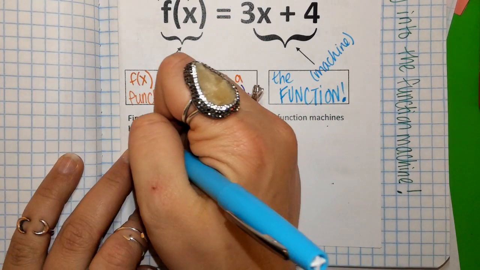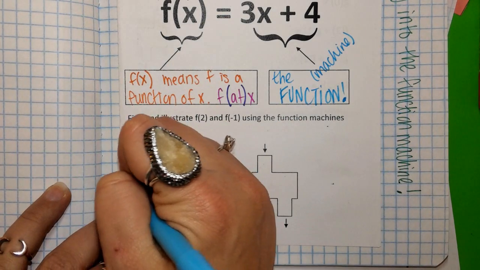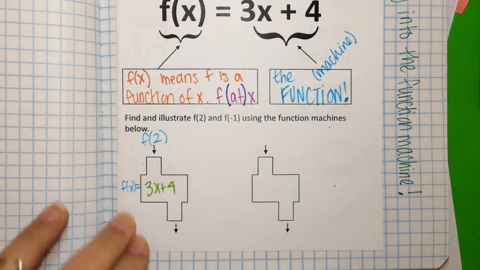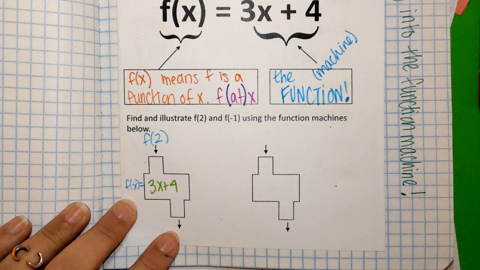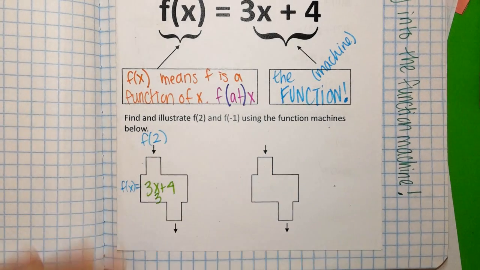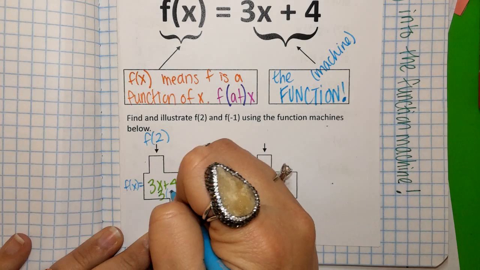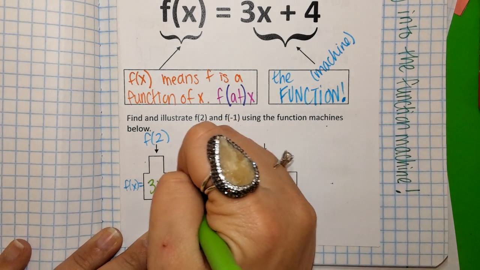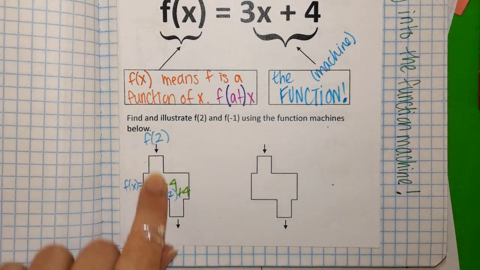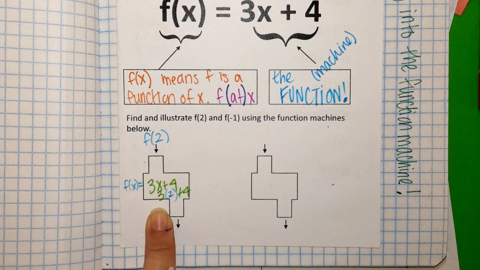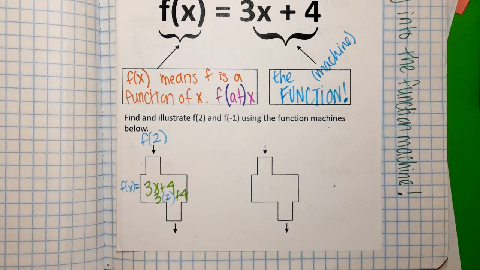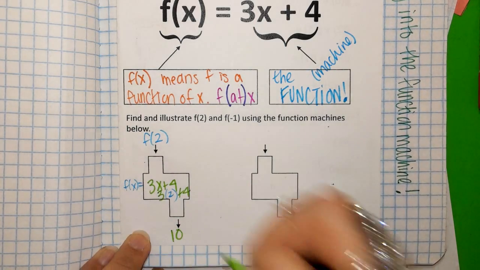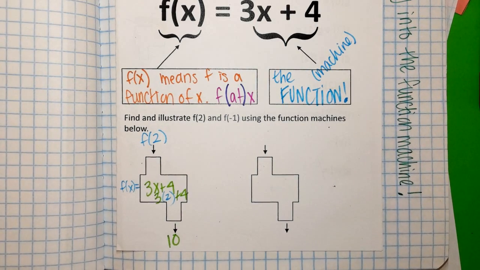Alright, so we are plugging in 2. We're saying f at 2. So what are we going to plug in for x? 2. We're going to say 3, remember, write smaller than I did, times 2 plus 4. So we're plugging 2 in for x. And that says 3 times 2 plus 4. Alright, what's 3 times 2? What's 6 plus 4? Boom. That's it. That's all you do.